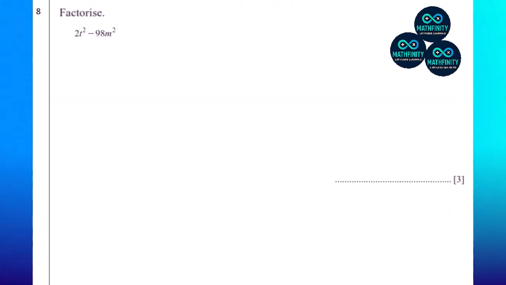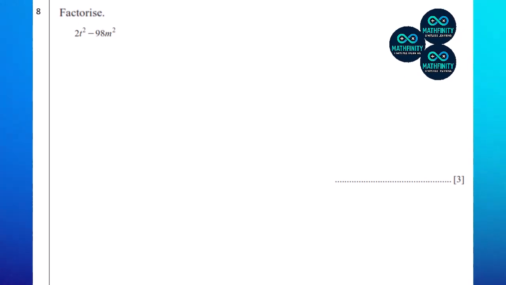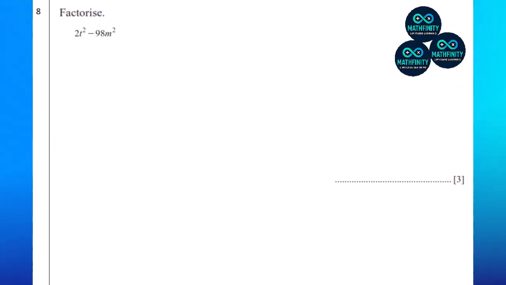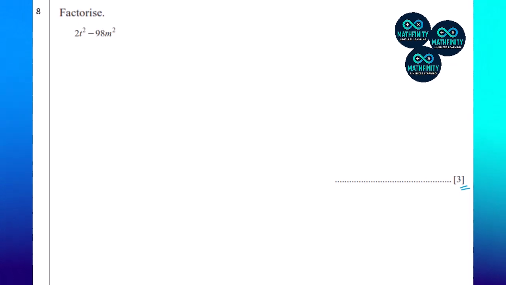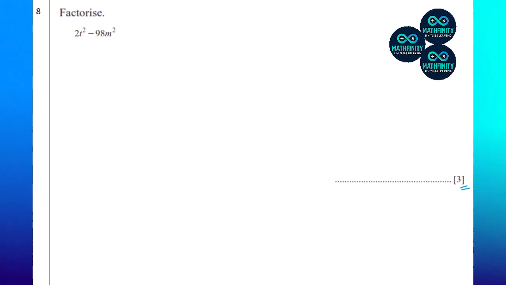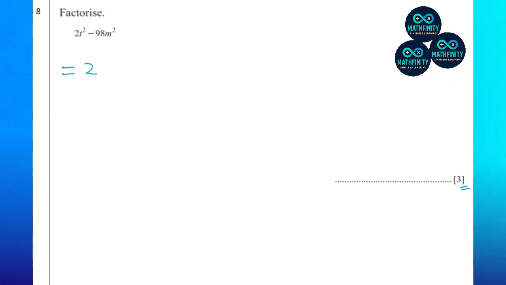Question number 8. Factorize 2t² minus 98m². Factorize and 2 terms. And I saw the marks are 3. It means we have to apply both rules. First we will take common, then we will try to complete the squares. So what is common between them? 98 and 2. So 2 is common between them.